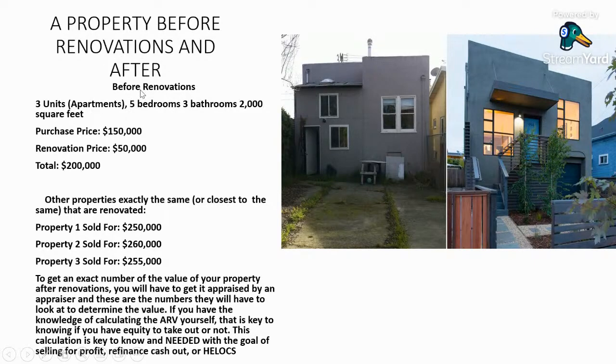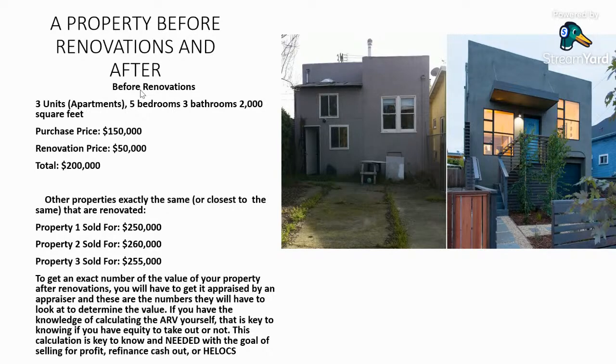So before renovations, I'm going to use these numbers I'm using right now. I'm just showing you how the calculations work in general. So this is not an exact 3-unit. I don't even know what unit this is. I'm just showing you this before and after picture of a property that I found, a property that I was doing the numbers on. I'm just showing you the general calculations of the properties, right?